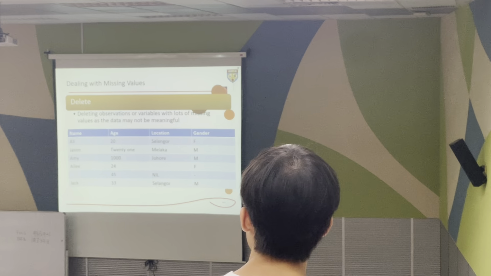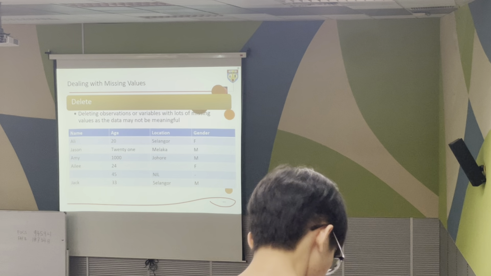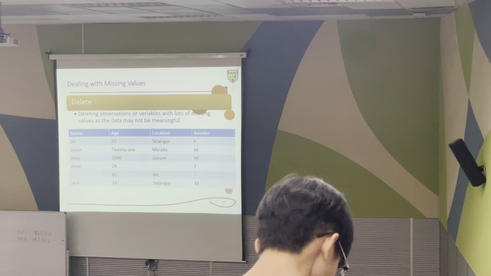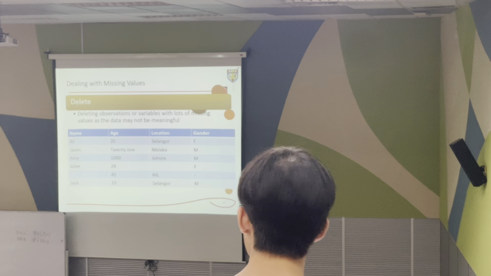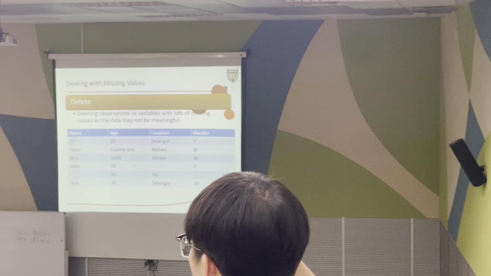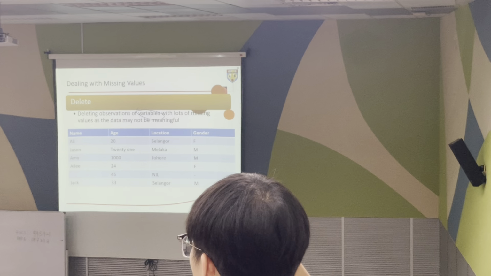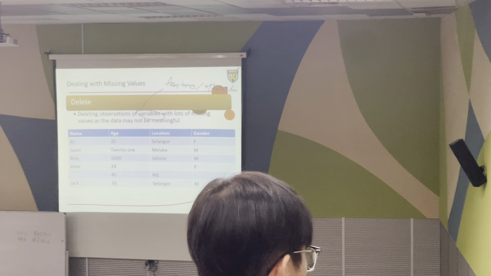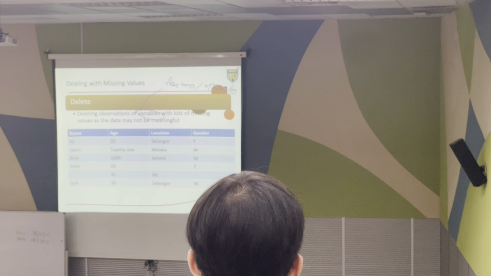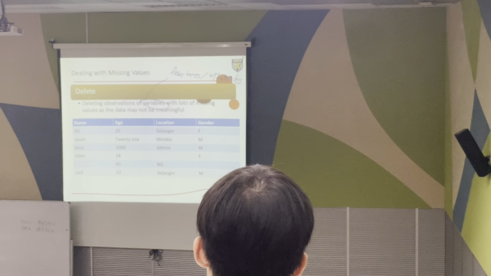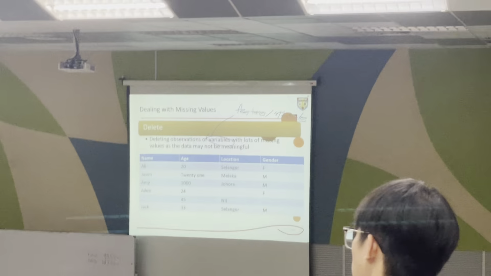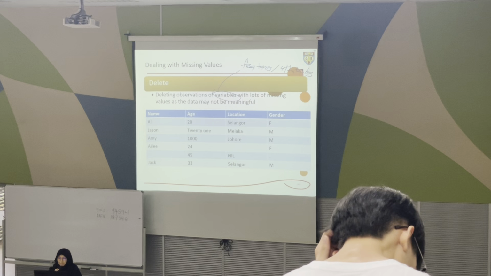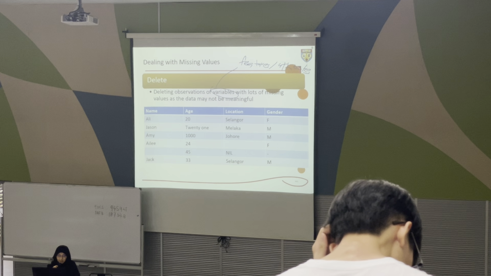Okay, and then the second way to deal with missing values is you can delete the observation, or you can delete the variables that have a lot of missing values. So here, either you can delete the records or you can delete the variables. Variables here means the features or attributes. So this one we have the features name, age, location, and gender. Assuming that of these four features, you found out that age has more missing values, so you can simply delete this feature.